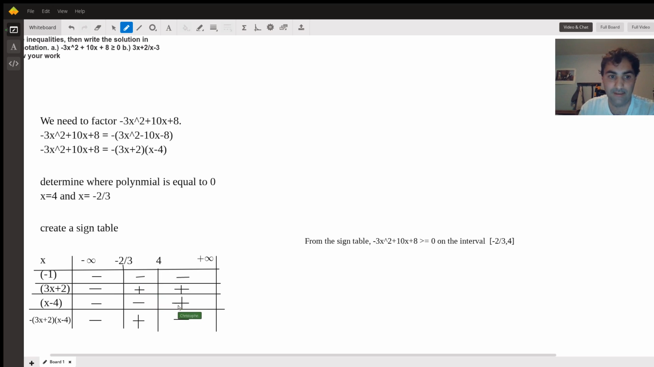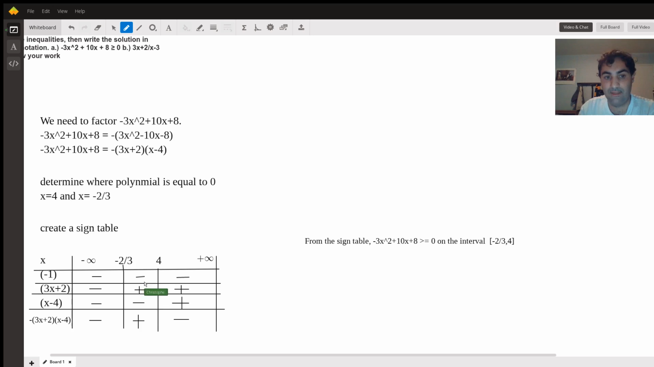Now, what we're going to do is multiply each of these signs here and determine if they're positive or negative. So negative times a negative is a positive, and a positive times a negative is a negative. Like -2 times -2 is 4, times -3 is -12. So we have a minus sign here.